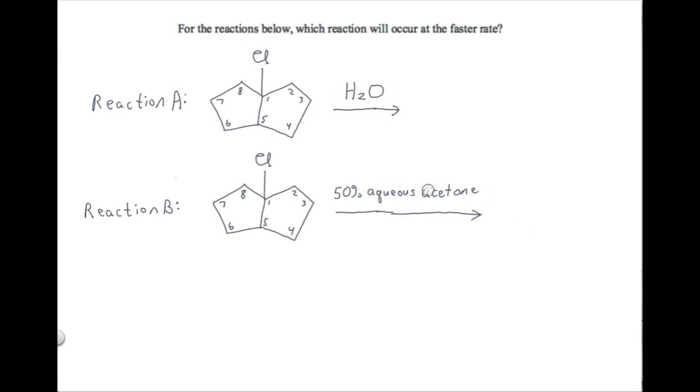We have to decide what 50% aqueous acetone means. I actually explained that in a previous problem. Do you know what aqueous means? Aqueous means water. So this means 50% aqueous, that's 50% water, and 50% acetone. So that means there are two solvents for this reaction. The solvent is made up of 50% water and 50% acetone. That's what 50% aqueous acetone means.